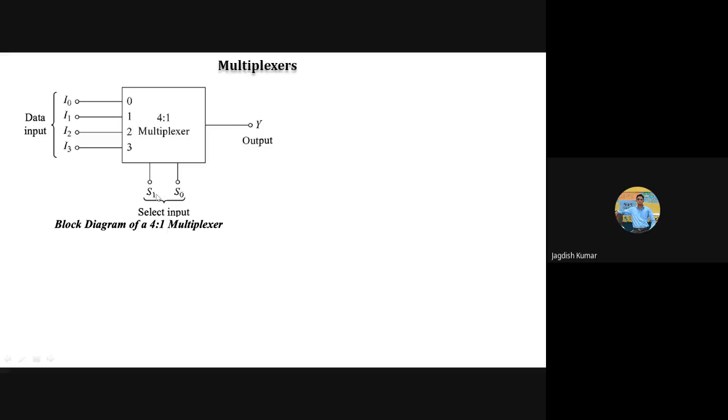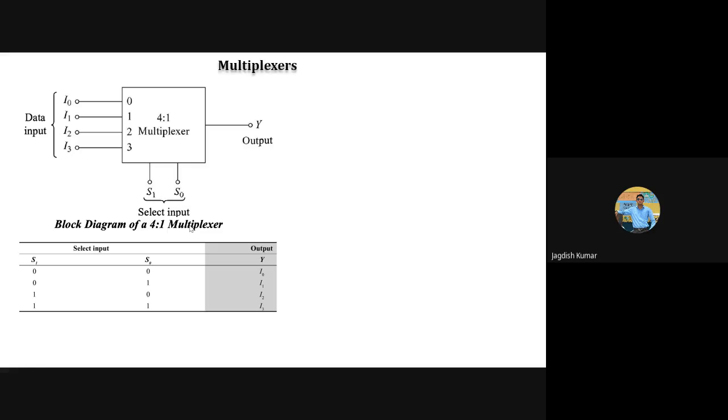First, let me explain the operation of this multiplexer. How it works, we can understand on the basis of this truth table. These are select inputs. Suppose I put select inputs 0, 0, then what will be y? All inputs are simultaneously available here, but what will be available at output y depends upon the select input. If the select input combination is 0, 0, this input will be transferred to y. So y will be equal to I0.